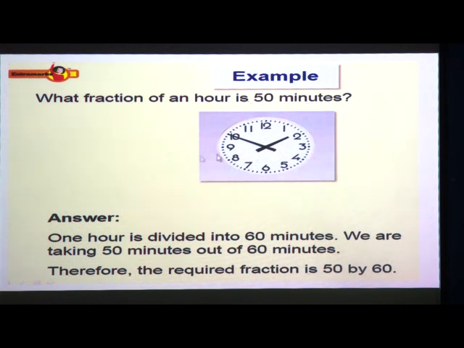To show this, you can see 1 hour is divided into 60 minutes. We are taking 50 minutes out of 60 minutes. So, out of 60, how many minutes are we taking? 50 minutes. So, it is shown by 50 by 60, as total minutes are 60, which comes in the denominator, and 50 minutes comes in the numerator. Therefore, the required fraction is 50 by 60.